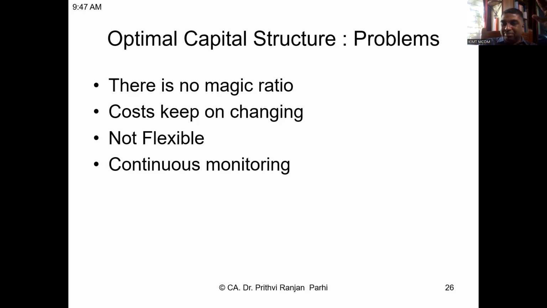But coming to the real problems of having an optimal capital structure, first of all, the first point is that there is no magic ratio. There is no magic formula which will give you that this is the best capital structure, and at this structure, value of the firm will be maximum. Nobody can tell you that. Right? So there is no magic ratio.